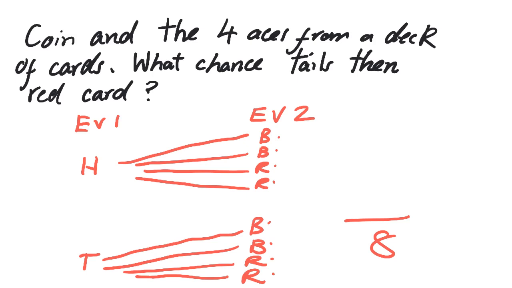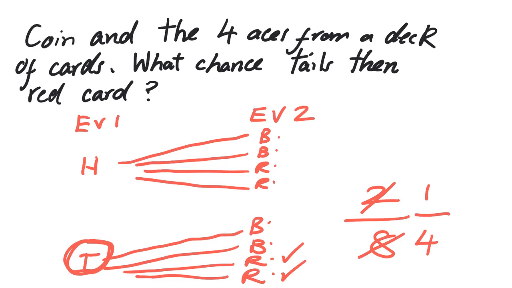Now look at the question again. What is the chance of tails, then a red card? So we're looking down here at the tails. We could go tails, then red there, or tails, then red there. So there are 2 chances out of 8 we've worked out. And to simplify it, 2 into 2 goes 1, and 2 into 8 goes 4 times. Okay, 1 chance out of 4 is the answer.